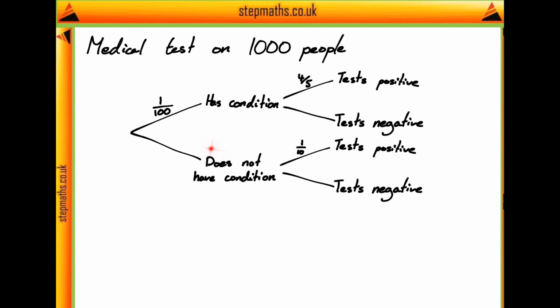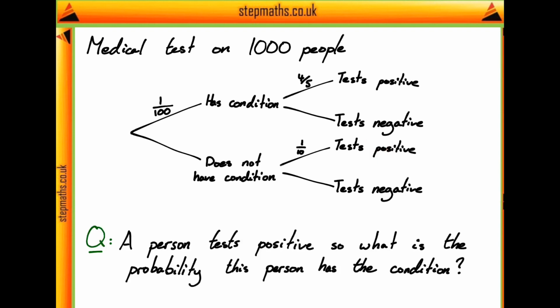However, out of those people who do not have a condition, we're told that 1/10 of them test positive, getting a false positive result. So what the question asks us to do is to find that if a person tests positive, then what is the probability that this person has the condition we're talking about? If you'd like to have a go at this question, then please pause the video now. Otherwise, let's have a go at it together.